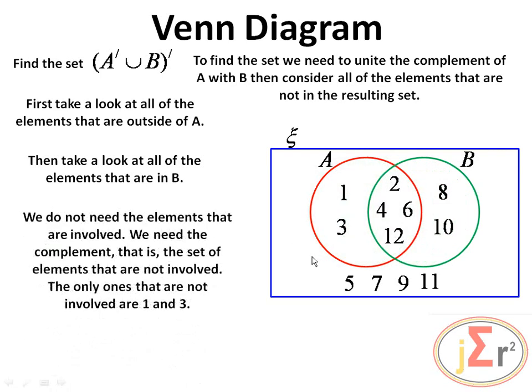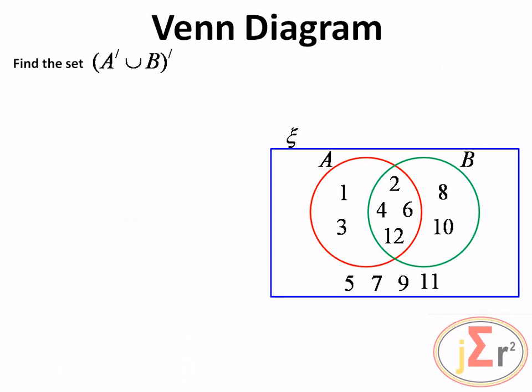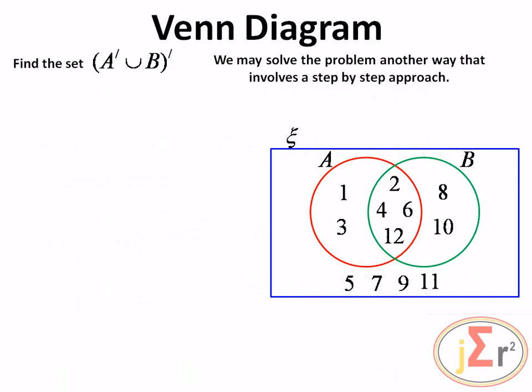So we do not need the elements that are involved. That is the one that we took a look at just now. We need the complement, that is, the set of elements that are not involved. The only ones that are not involved are 1 and 3. And there we have it, as we said before. However, we are going to take another approach in solving the problem. So this time we are going to take a step-by-step approach. So first, write down the set A', which is this one.